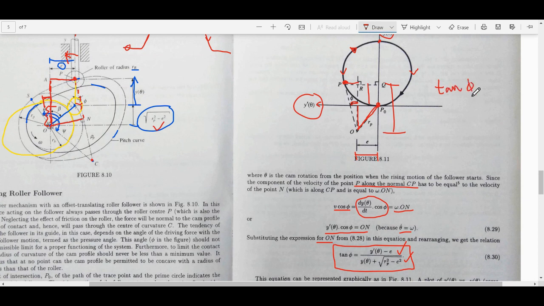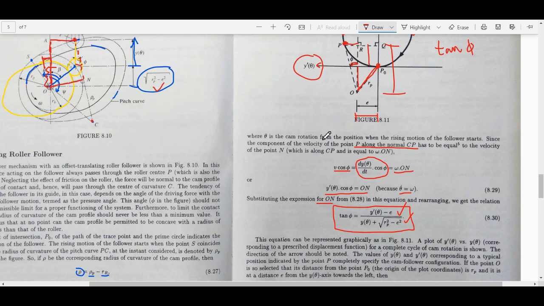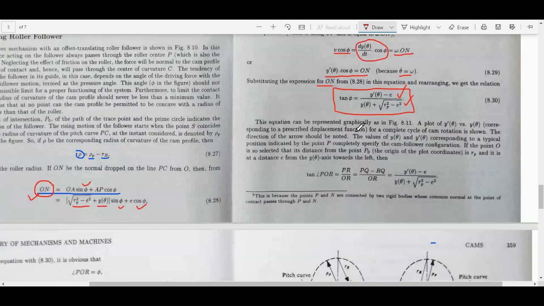Now this is very interesting, because RP and E are design parameters. Y and y prime are specifications that the cam designer will receive. Okay. So now that is what they are showing, that is tan phi.